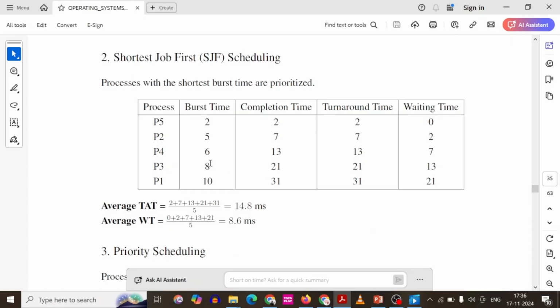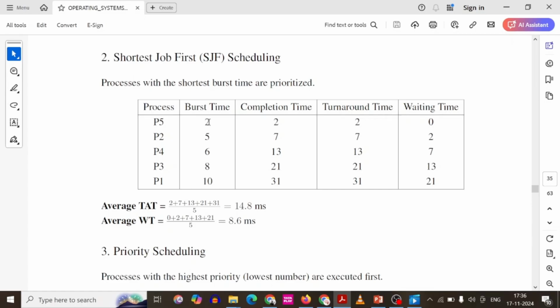Here you can see the first process completion time is 2. After that, to get 7, the completion time is 5 plus 2, which is 7. Then 13 is the completion time 6 plus 7. That means the combination of P5, P2, and P4 gives us the completion time of P4 here. Similarly, we will get P3 and P1.